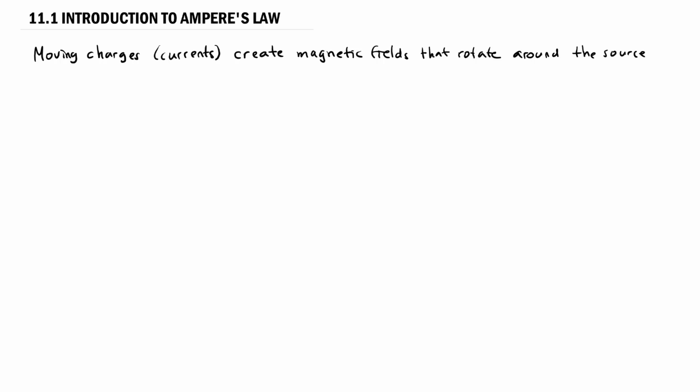In the previous chapter, we talked about the Biot-Savart law. So the Biot-Savart law lets us find the magnetic field B for any current distribution.